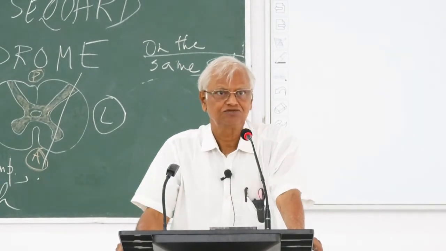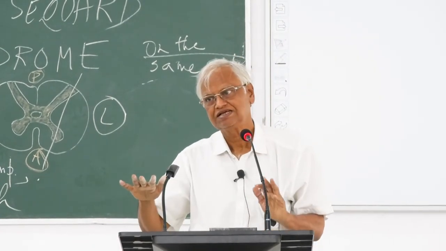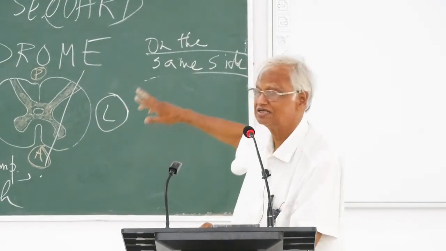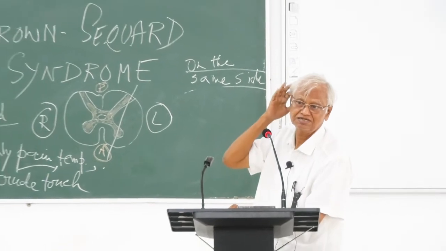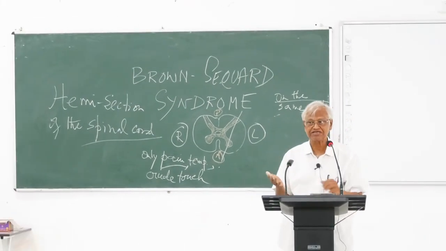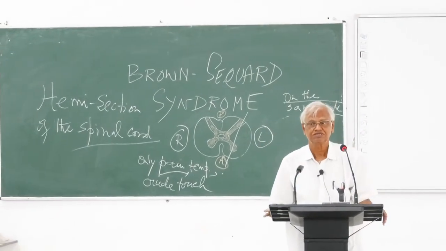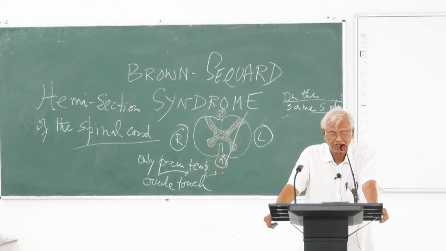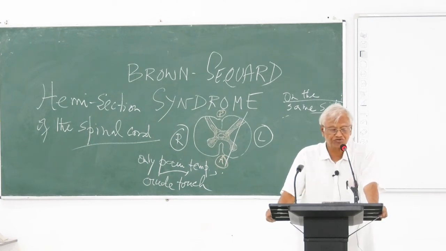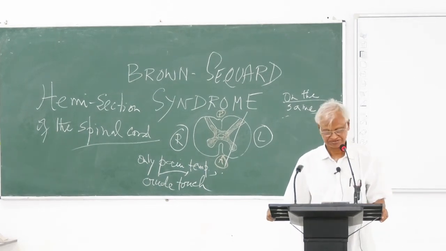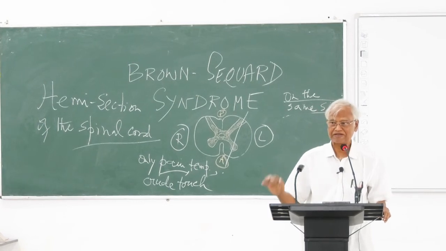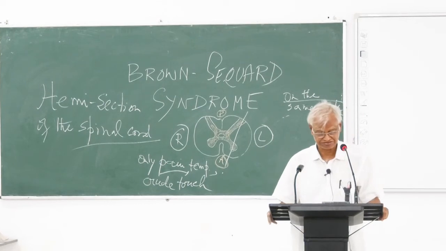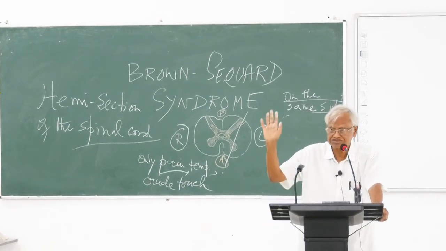Same side, you all divide same side and opposite side. Same side means the side where the lesion has happened. Opposite side is opposite to the side where the lesion has happened. On the same side, motor, upper motor neuron type of features. There will be paralysis. What type of paralysis? Upper motor neuron type of paralysis below the side of lesion.